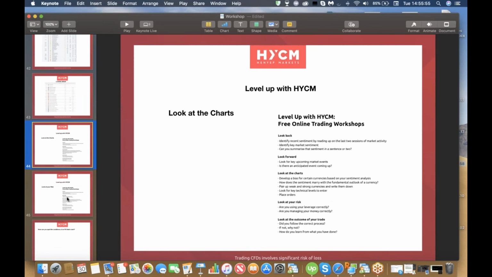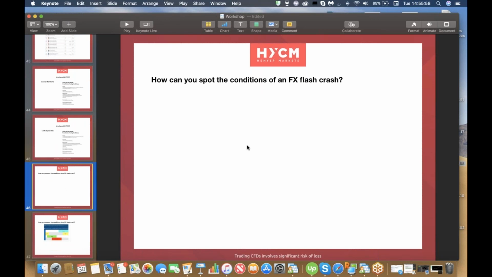However, we'll go on to, with just 5 minutes remaining, but that is enough time for how to spot the conditions of an FX flash crash.